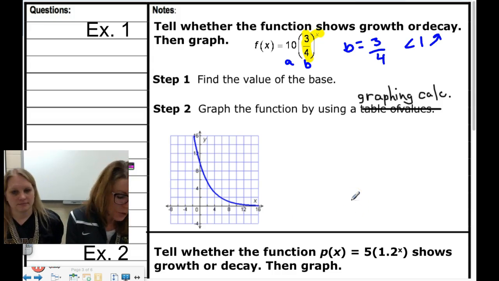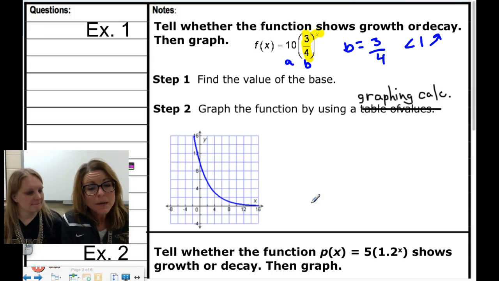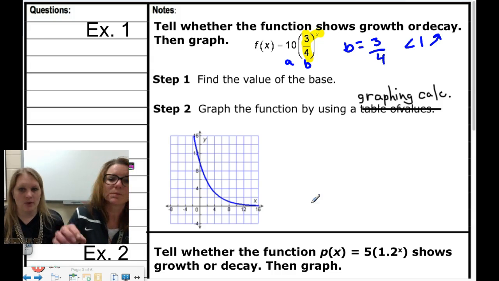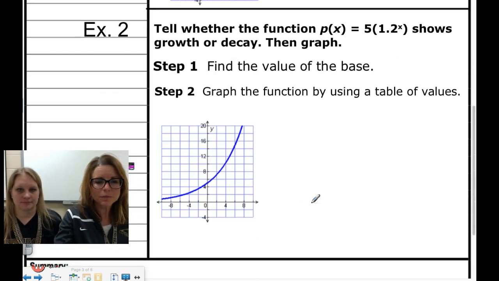Right, so the asymptote is again at y equals 0, which happens a lot. But can you have an asymptote at y equals 1 or y equals -1? Sure, but in this case, it's at y equals 0. Okay. Should we go on to number 2? Okay, let's do that.